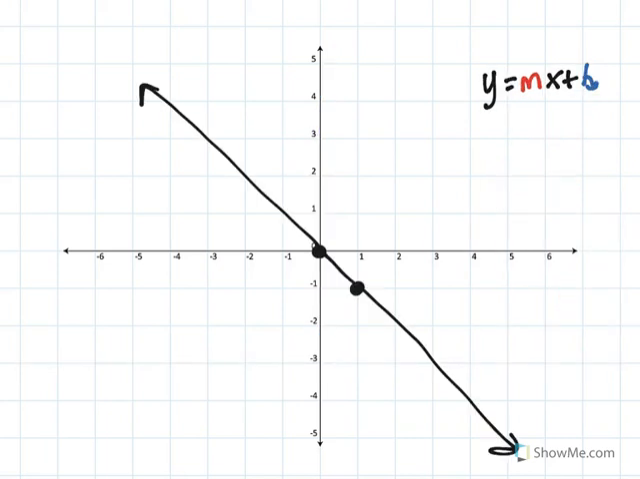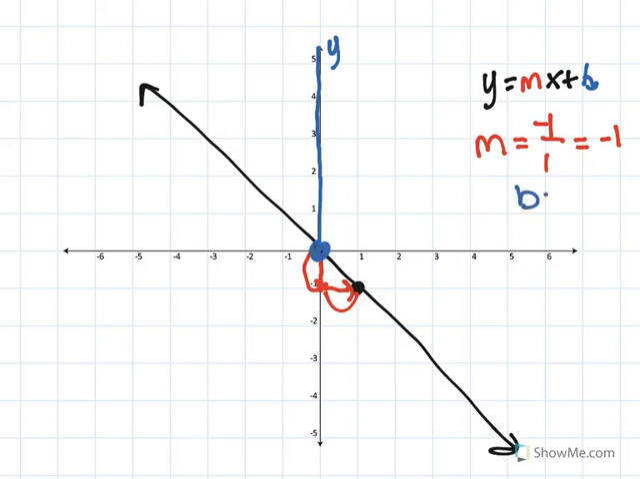Alright, next one. So first we're going to find our m, find our slope. Starting here we have to rise down. We went down 1, so -1. And then we run across one box. If you simplify, -1/1 is just -1. Our b is where the dot is on the y-axis, right here. It's at the center, so our b is 0.